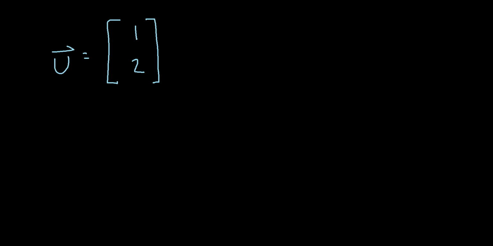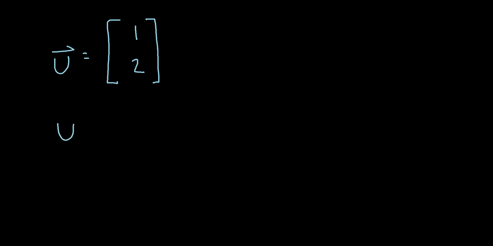In this video, we will talk about how to normalize a vector. So let's check out a couple examples. Let's say we have some vector u with the values 1 and 2. How can we normalize this vector? Well, to normalize a vector, we simply divide each of the values by the length of the vector.